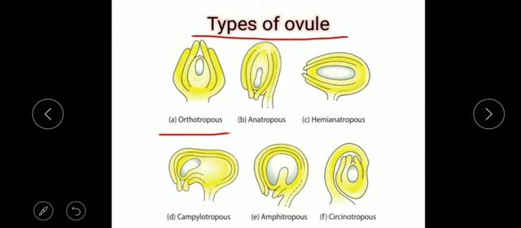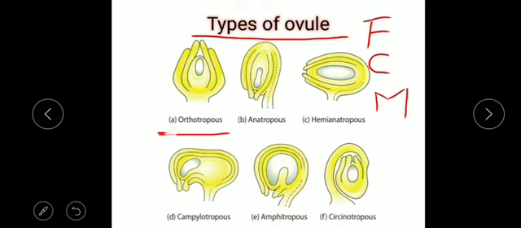Okay, so remember three things here. To remember the entire name and structure of the ovule, you have to just see and focus on three things. First is the funicle, that is the stalk. Next is the chalaza, and finally the micropyle. These three things you have to see, and then you will be able to easily recall the name and structure.